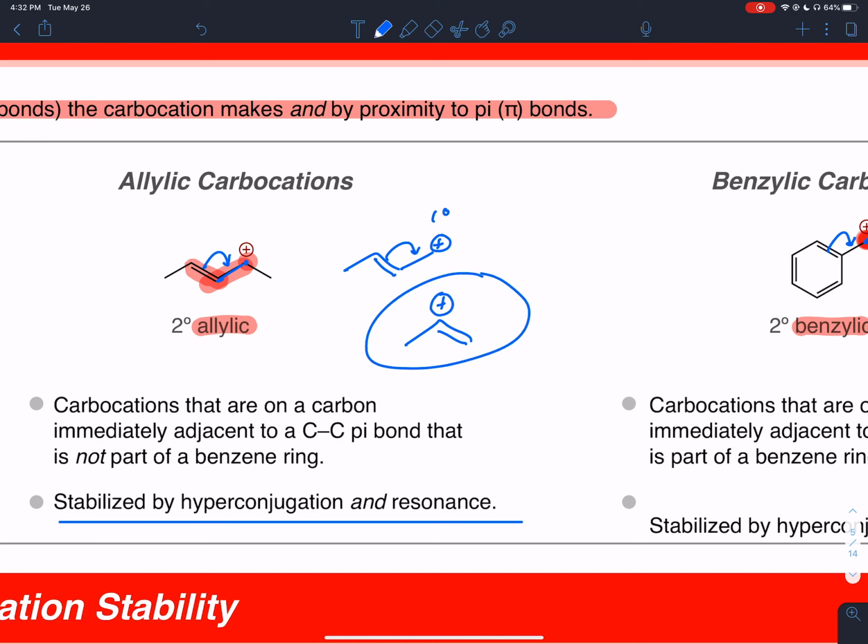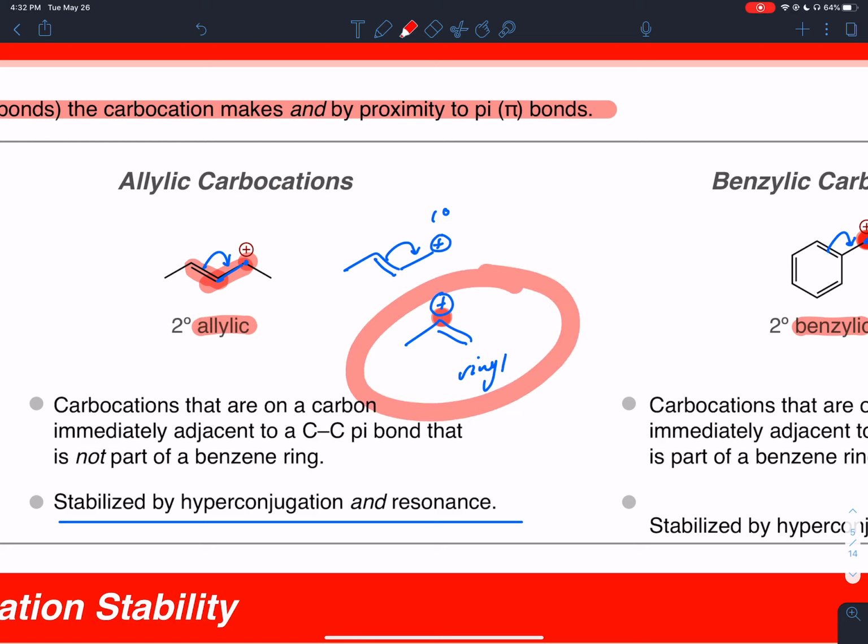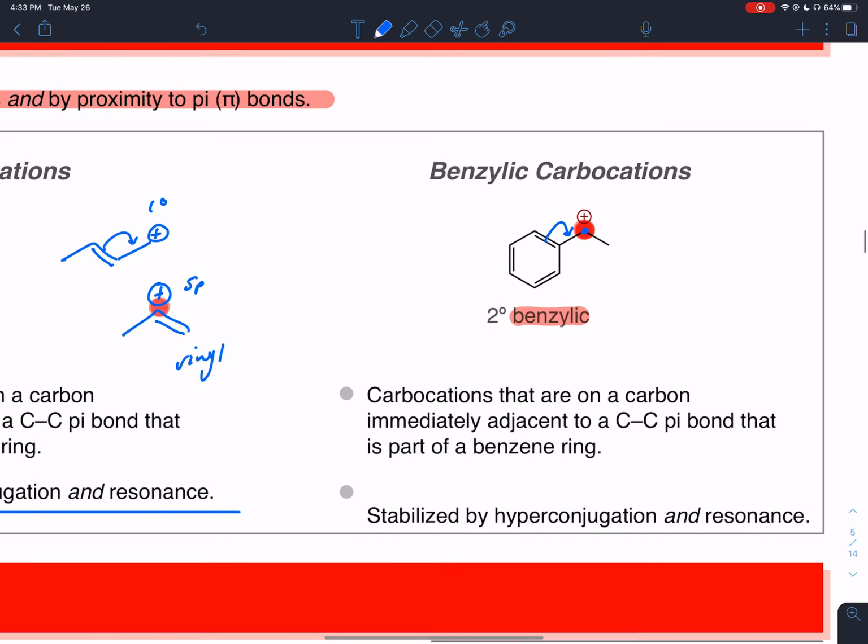This is what we would call a vinyl carbocation. If you have a positive charge directly on that pi bonded carbon as opposed to adjacent to it, we call that vinyl. And the vinyl carbocation is especially unstable. It is an sp hybridized carbon. In vinyl carbocations, there's a less effective hyperconjugation, and because this carbon has sp character, its hybridization status sp, it's effectively a higher electronegativity carbon, and therefore is also less stable, bearing a positive charge.